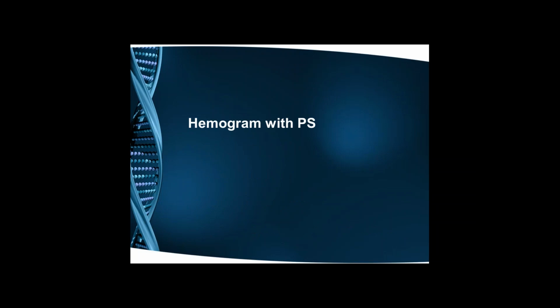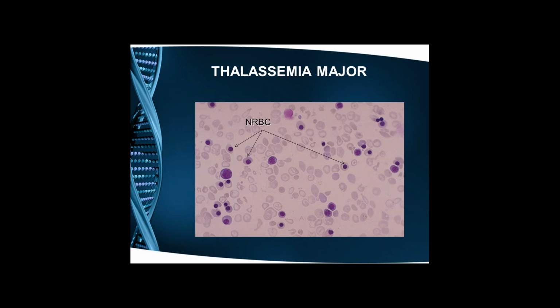Second is a hemogram with the PS. The PS, next slide, sir. The PS gives us a fair idea of what we are dealing with. If there is sickle cell disease, we see this. This is a classical picture of a thalassemia major child: lots of nucleated RBCs, target cells, microcytic hypochromic features along with polychromasia, and these are the nucleated RBCs. Few target cells are also seen.